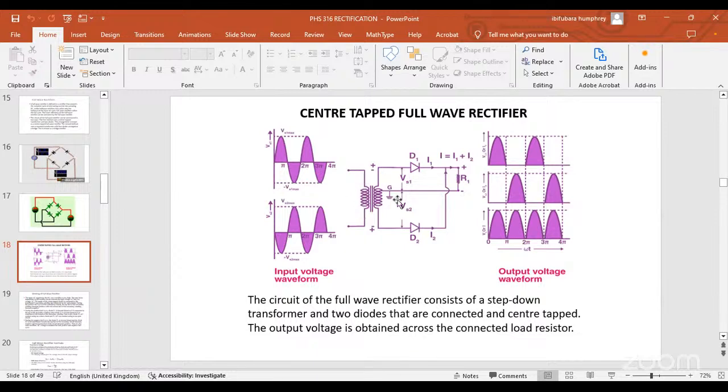So the center tap is that the secondary part of the transformer at the center is tapped. That is where the voltages flow. So it goes in, comes to this side, and moves back. So look at the waveform.